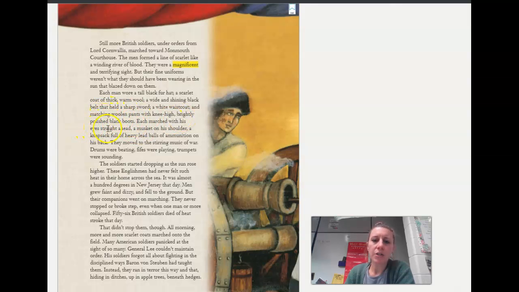Each marched with his eyes straight ahead, a musket on his shoulder, a knapsack full of heavy lead balls of ammunition on his back. They moved to the stirring music of war. Drums were beating, fifes were playing, trumpets were sounding. The soldiers started dropping as the sun rose higher. Dropping in a good way? No, they were overheated.